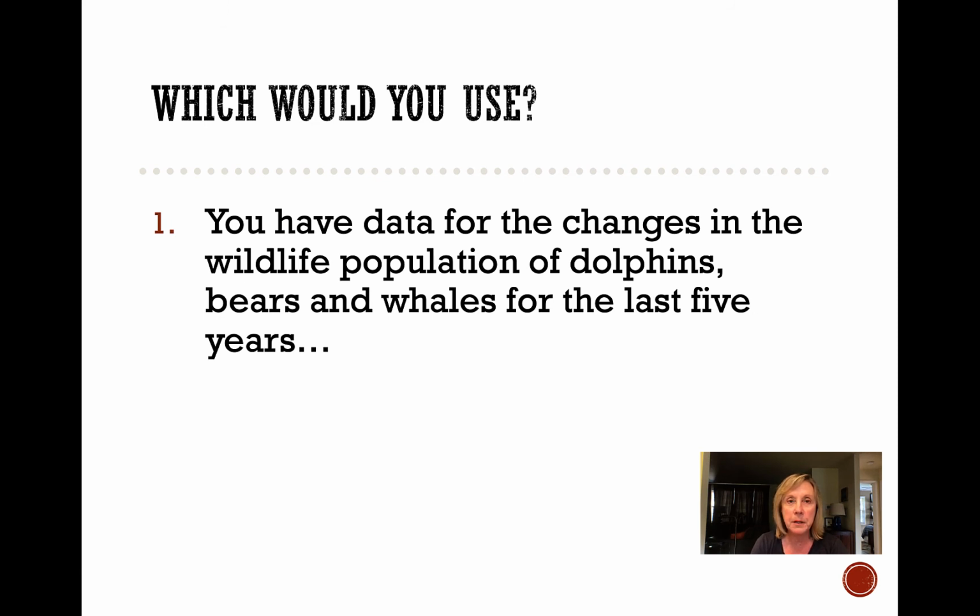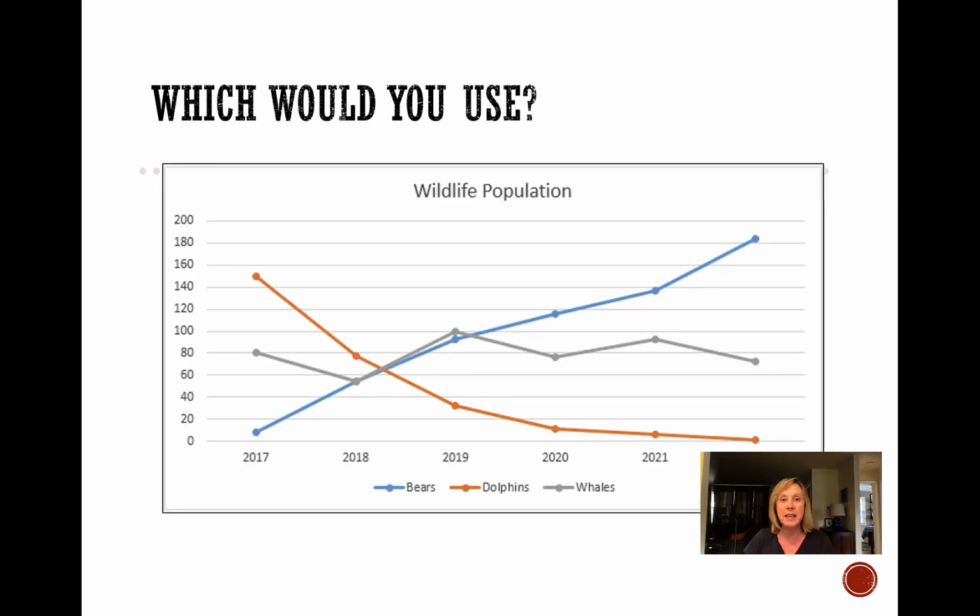Now, let's talk about, just as an experiment or a little test, which infographic you would use. You have data for the changes in the wildlife population of dolphin, bears, and whales for the last 5 years. Take a second to consider. What kind of chart would you use? Data that is showing changes in the last 5 years, so changes over time. If you're thinking timeline, if you're thinking line chart, you would be correct.